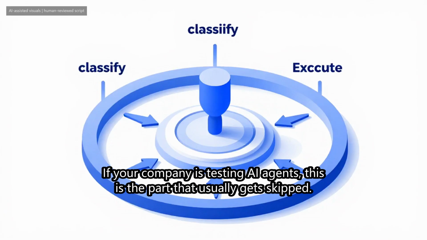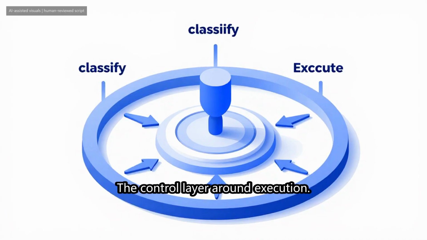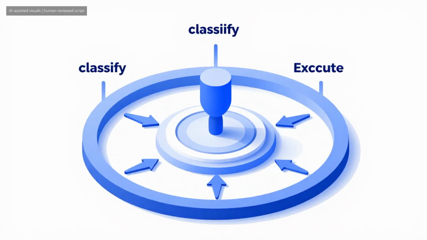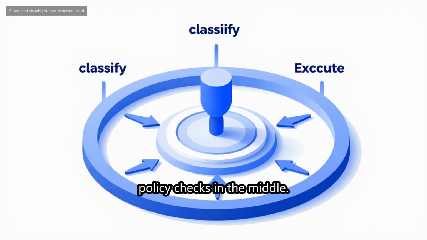If your company is testing AI agents, this is the part that usually gets skipped. Not the model, not the demo, the control layer around execution. This OpenClaw tutorial matters because it shows a full path from prompt to action with policy checks in the middle.